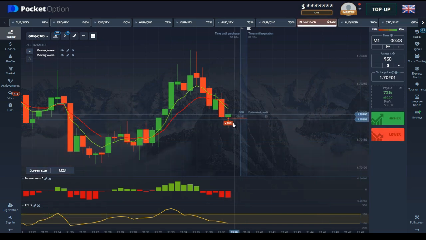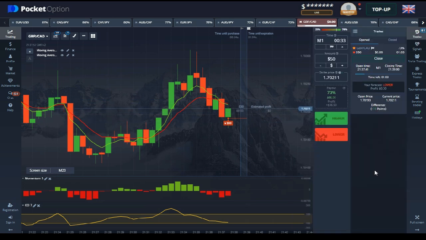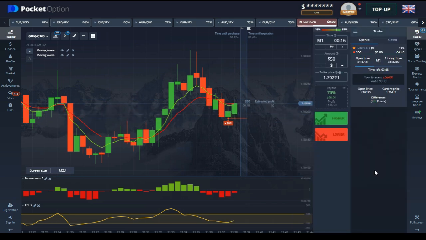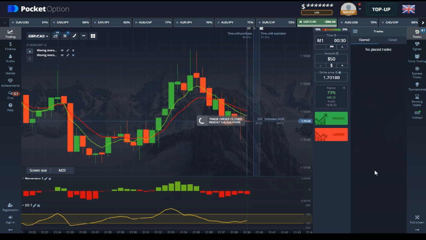There is a cross, so that's why I took the trade here for low for 1 minute. Now let's see the result. There's some money here.